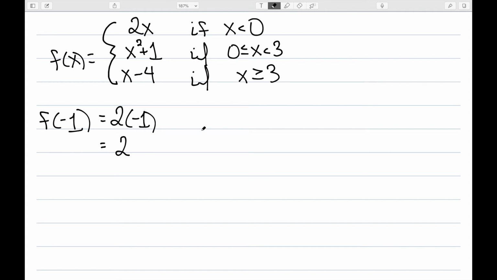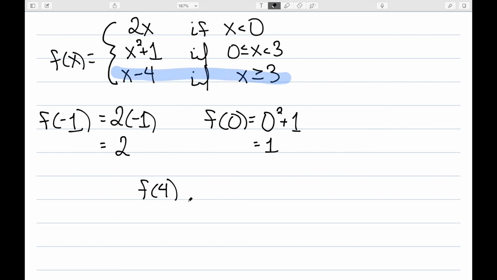However, if we change it slightly and say f of 0, well, that would mean we're in this case right here, since 0 is less than or equal to 0. So now I have 0 squared plus 1, or just 1. And then if I wanted to do something like f of 4, since 4 is bigger than 3, I would be in this case here. So then I would have 4 minus 4, which is equal to 0.